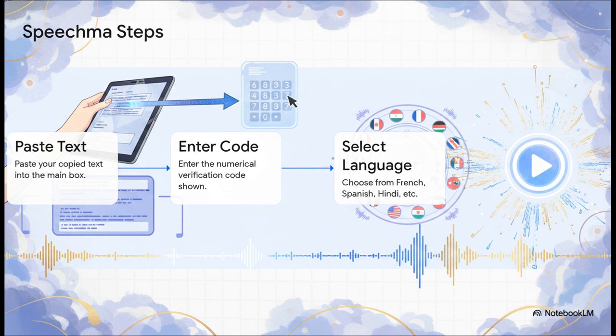First, copy your text, like our story about Polk, and paste it right in. Second, you'll spot a numerical code on the screen, something like 6837. Just type that number into the verification box. Third, pop up to the language menu. You can pick French, Spanish, Hindi, which was what the original source material used, or dozens of others. You can even preview the voices to find the exact vibe you want. And finally, just hit that Generate Audio button.